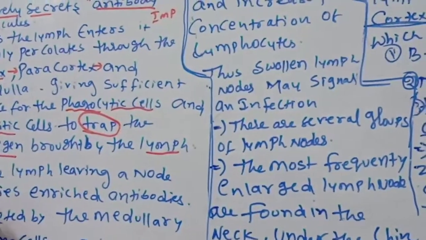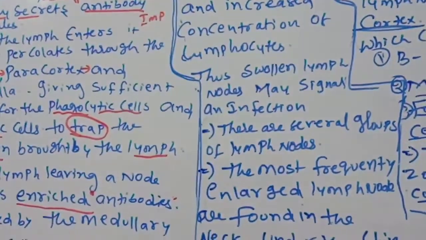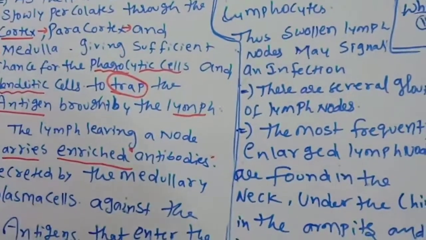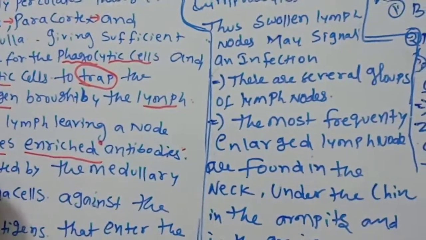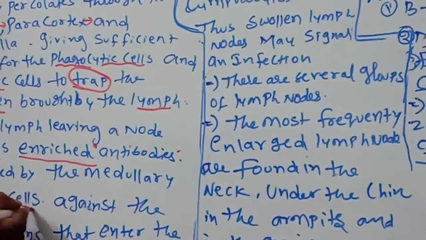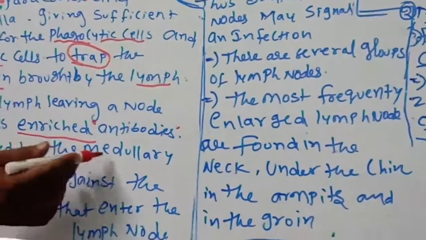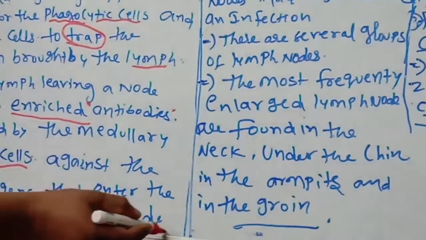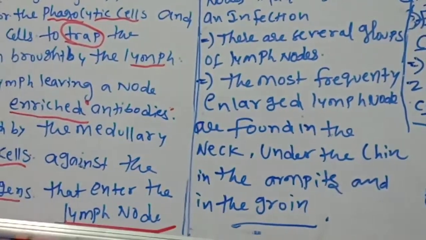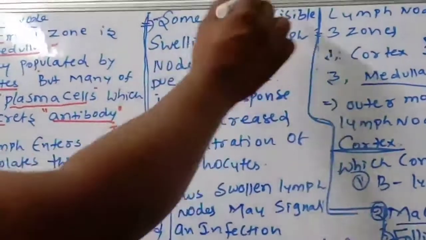The lymph leaving a node carries enriched antibodies. So the lymph leaving the node contains many antibodies secreted by the medullary plasma cells against the antigens that enter the lymph node. Those antigens are killed or trapped by the antibodies, and the antibodies come out from the lymph node along with the lymph.